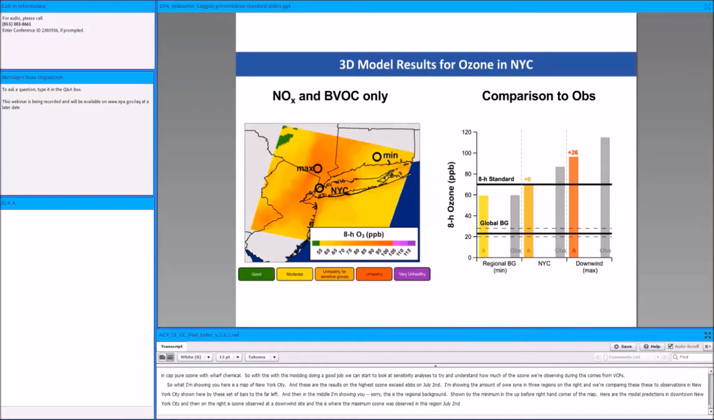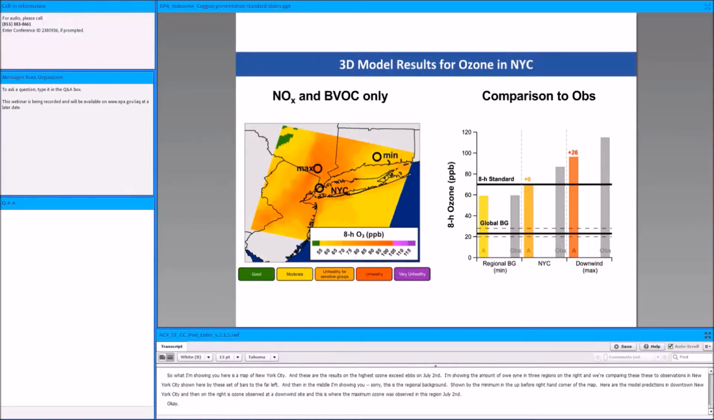I'm first showing you what the picture looks like when we only have emissions of biogenic VOCs and anthropogenic NOx. And in general, the regional background is explained very well by these two emissions. So if you only had biogenic VOCs and NOx, you could explain the regional background fairly well. But you can't explain the observations in New York City or at this downwind site where we observed maximum 8-hour ozone.